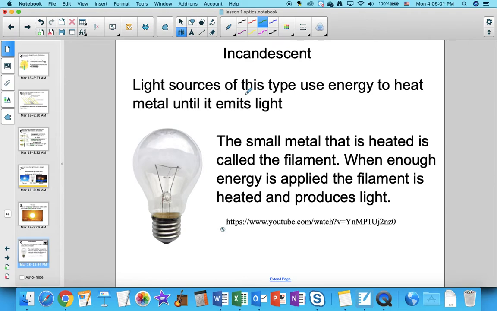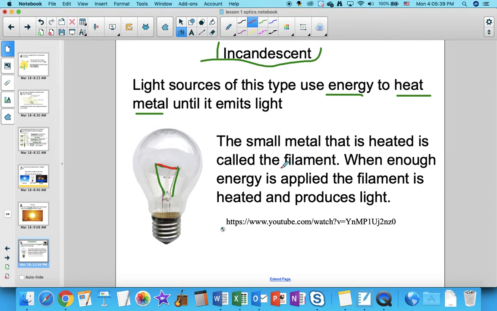Incandescent light sources, or man-made light sources, right? So these fall under man-made. Incandescent, you may see fewer and fewer of these as time goes on, but light sources of this type use energy. They use energy to heat metal until it emits light, right? It heats metal until it creates light. So in an incandescent bulb, you would have electricity flow through here, go through there, and go down. Now, here, I'm going to use a different color. I'm going to use red. Here, this metal gets heated up as electricity passes through it.